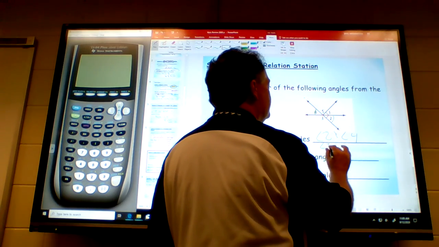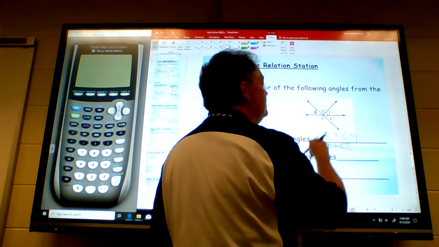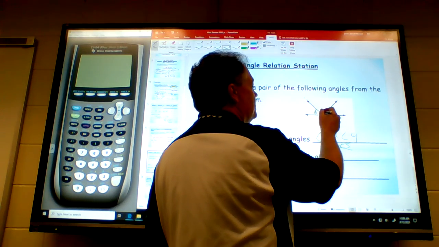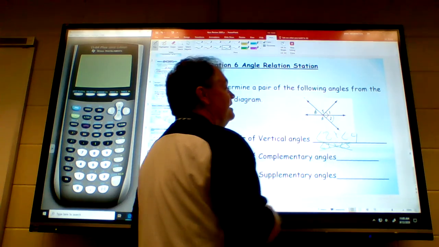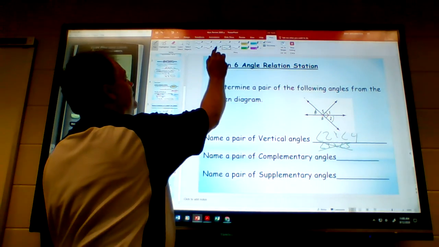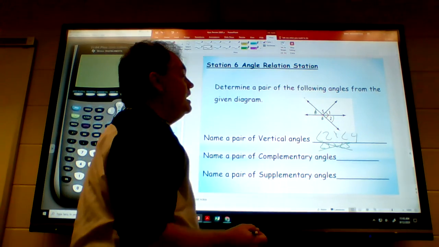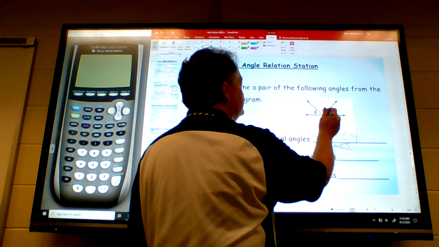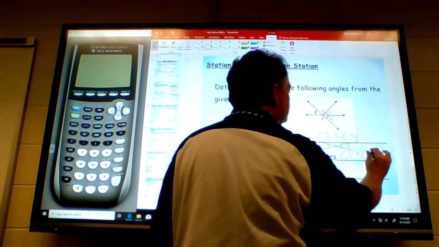Angle 3 and angle 5 are not. I'll cross that out because if you look, this is angle 3 and angle 5 is much smaller. It doesn't have everything that angle 3 has. So the next thing we're going to talk about is complementary angles. If two angles are complementary, they form a right angle. In this case, the only one that we know of is angle 1 and angle 2.